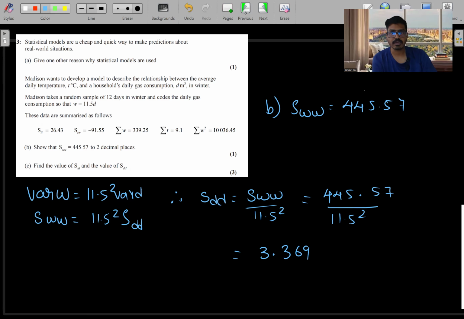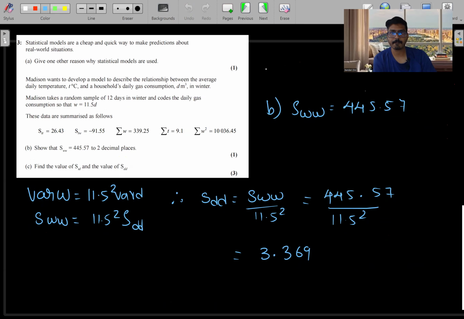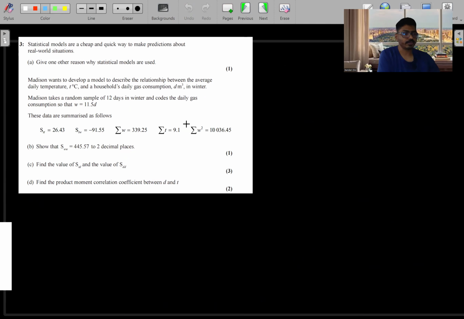So if you look at part C, negative 7.961 will be the answer for the first part, and our answer for the next part will be 3.369. I hope it is very clear. Next our part would be part D. To calculate D, we need to know the equation.